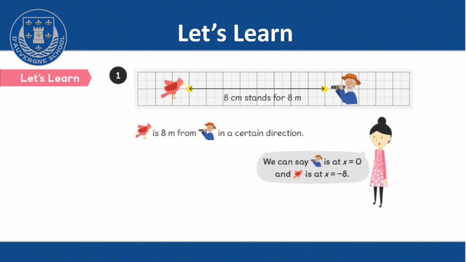So Ruby thinks that a coordinate grid would help the bird watcher, and if we were to say that he was in the middle of the grid, he would be at 0 on the x-axis, and he would also be at 0 on the y-axis, right in the middle. And we can say that the bird watcher is at x equals 0 and the bird is at x equals minus 8, because if we're counting from 0 to the left, we'll be going into negative numbers. So on the x-axis, that would be minus 8, where the pink bird is.